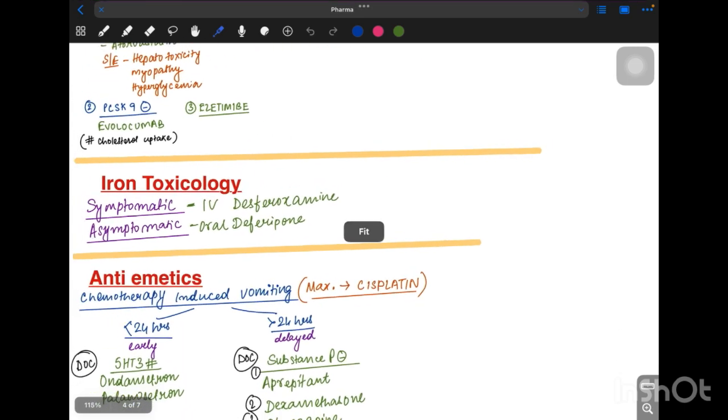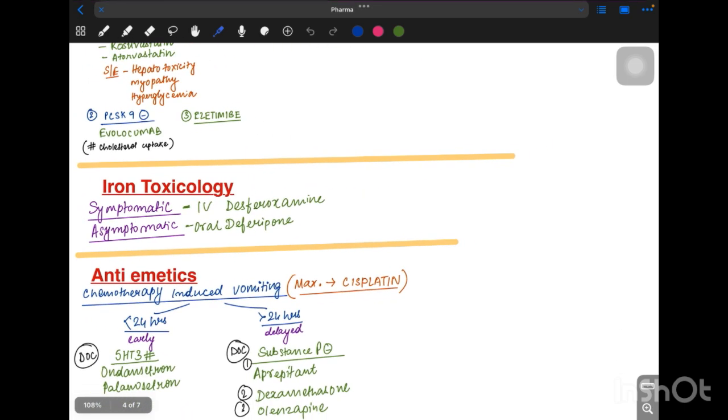Now coming to a short topic, iron toxicology. If there is toxicity of iron inside our body and the patient is symptomatic, then the drug we can give as an antidote is IV desferoxamine. IV desferoxamine if the patient is symptomatic. If the patient is asymptomatic, we can give oral deferiprone. These are iron chelating agents.